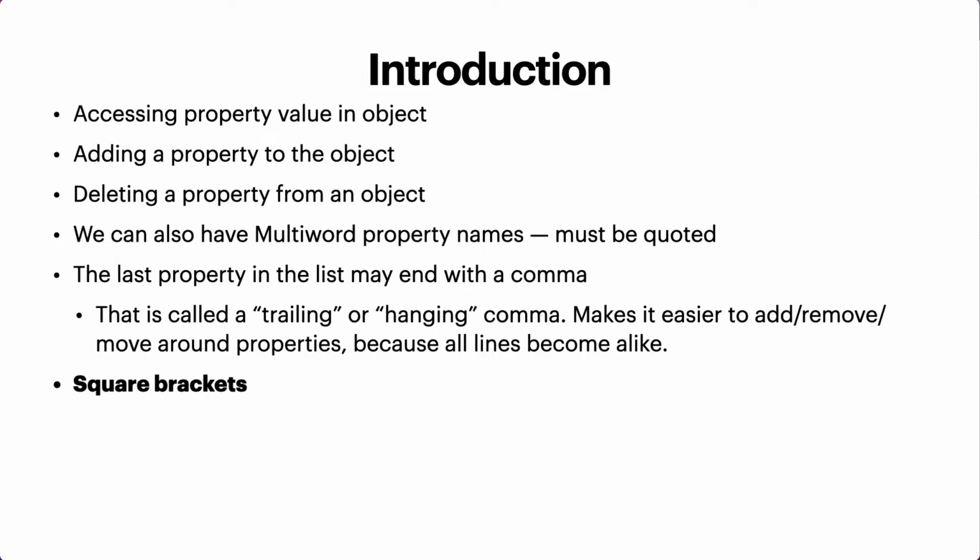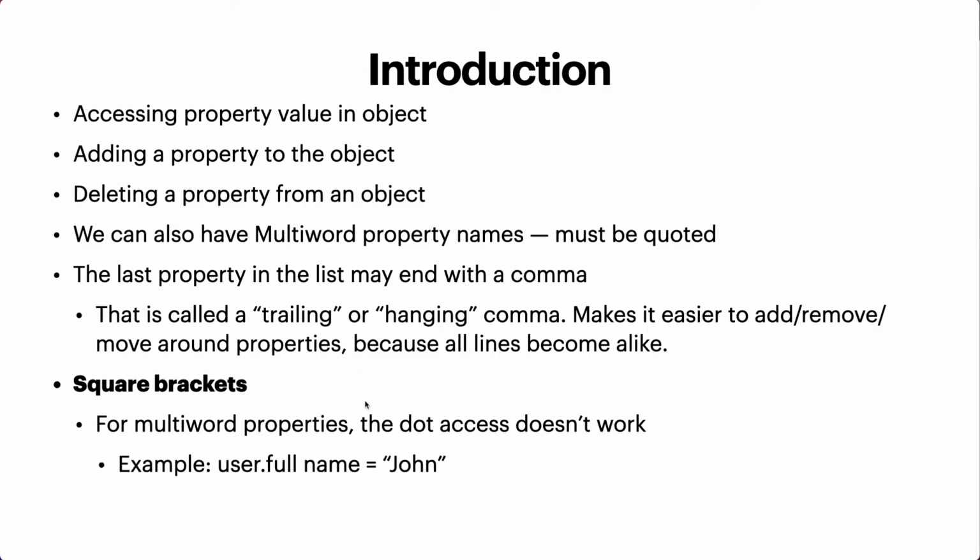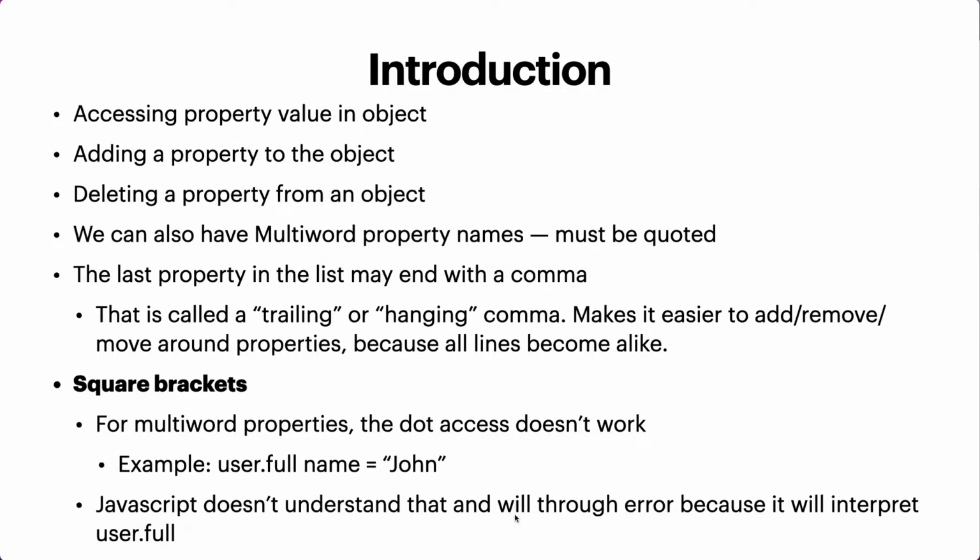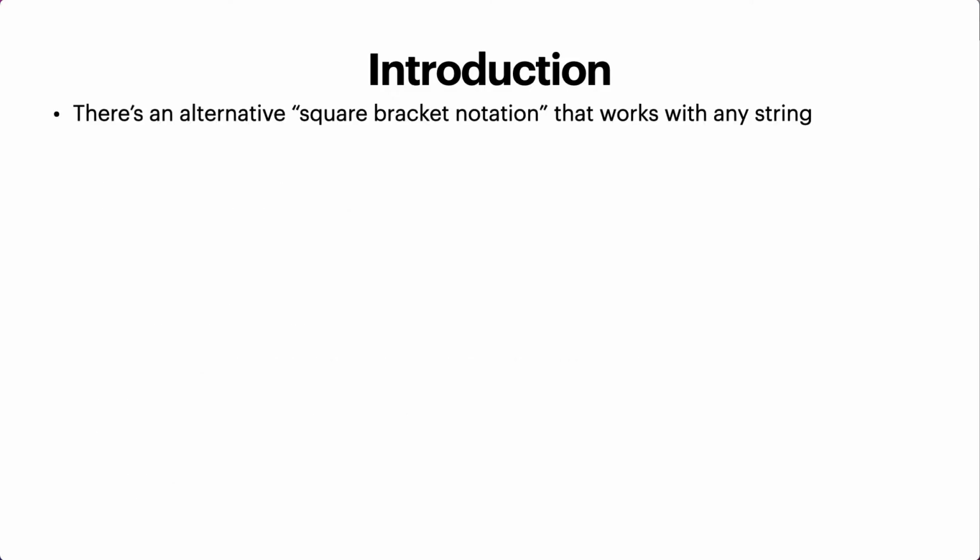Square brackets. We just talked about square brackets a little bit, but now we'll talk about it in more detail. For multi-word properties, the dot access doesn't work, as we just saw. For example, using user.full name. JavaScript does not understand that and will throw an error because it will interpret user.full, and this user.full does not exist, because it's a full name property. So then we have to make use of the square brackets. There's an alternative square bracket notation that works with any string.